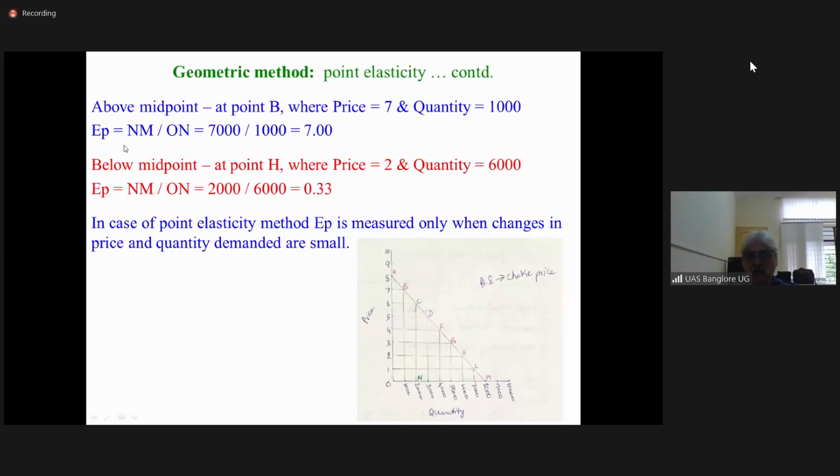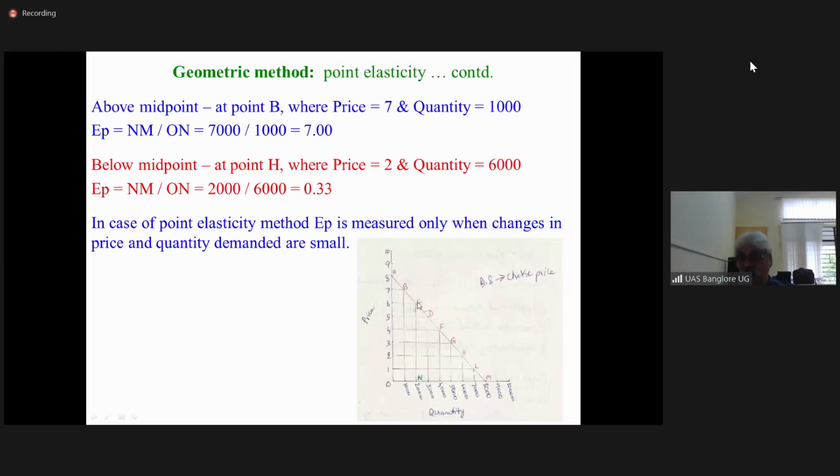So above the midpoint, just for example, we have taken the point B, where price is 7 rupees and quantity is 1,000 units. NM by ON. So your N comes here. NM will be 1,000 to 8,000. The difference between 1,000 and 8,000 is 7,000, divided by ON. N is here, so ON is 1,000. So 7,000 by 1,000 is 7.